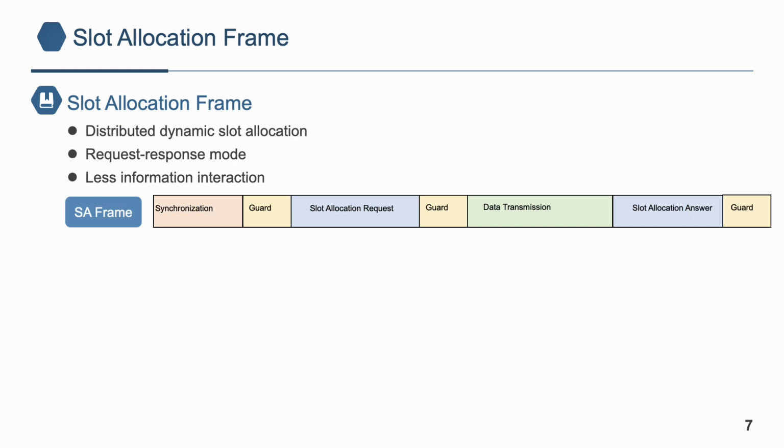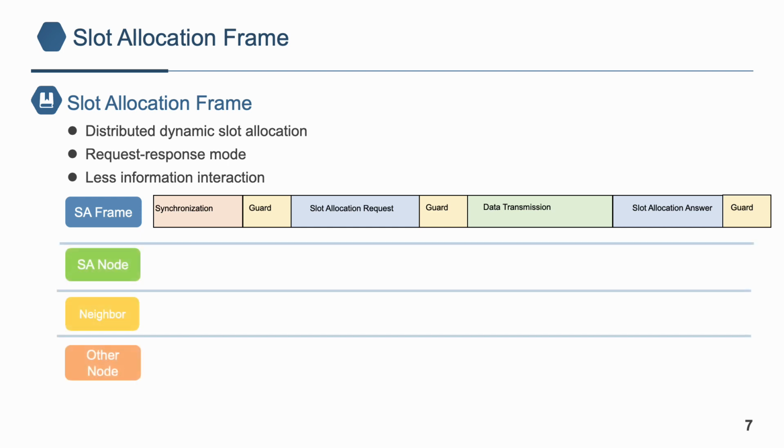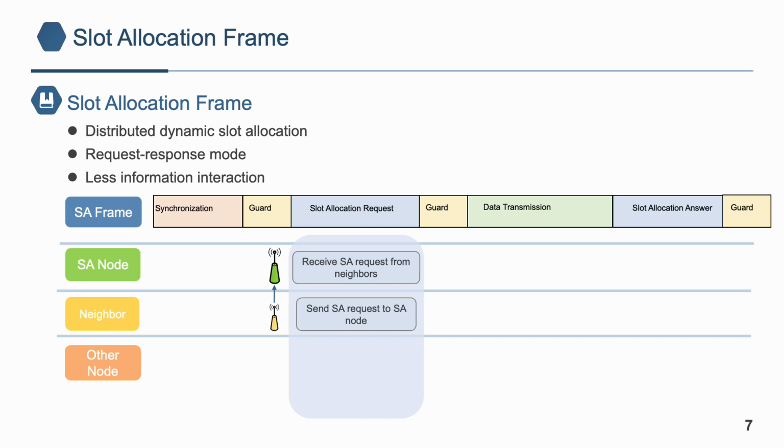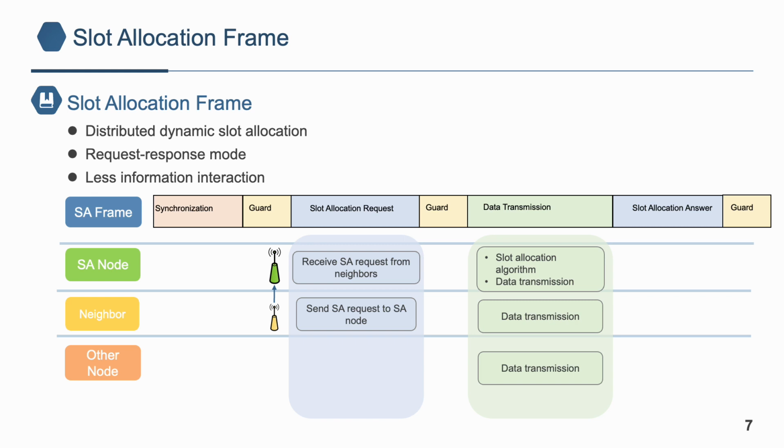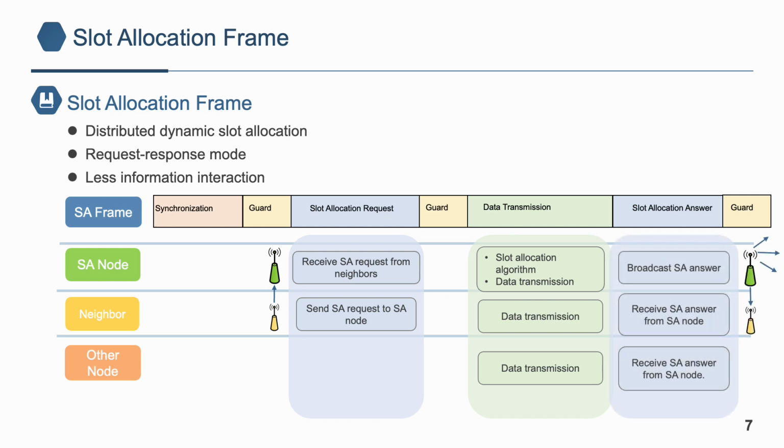The slot allocation frame employs a request and response mode. To illustrate the slot allocation process clearly, the network nodes are categorized into 3 types: the slot allocation nodes for the current frame, their neighbors, and the other nodes. During the slot allocation section, the neighboring nodes send a slot allocation request. Next, the slot allocation nodes calculate the time slot allocation, and finally, the SA node will broadcast the results.